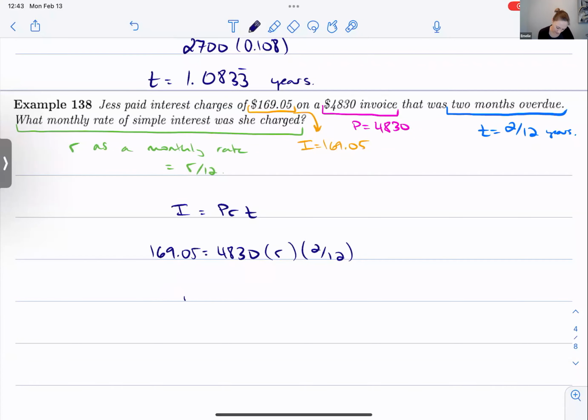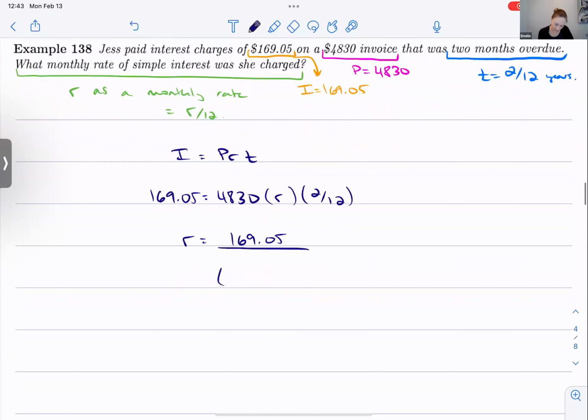So then I get R is 169.05 divided by 4830 times 2/12. Just to do that matching calculation or rearrangement, if you prefer it, you could have said that R is I divided by P times T. If you're solving for R and you're multiplying around it, then you can divide to the other side to solve for R, which is what we have here.